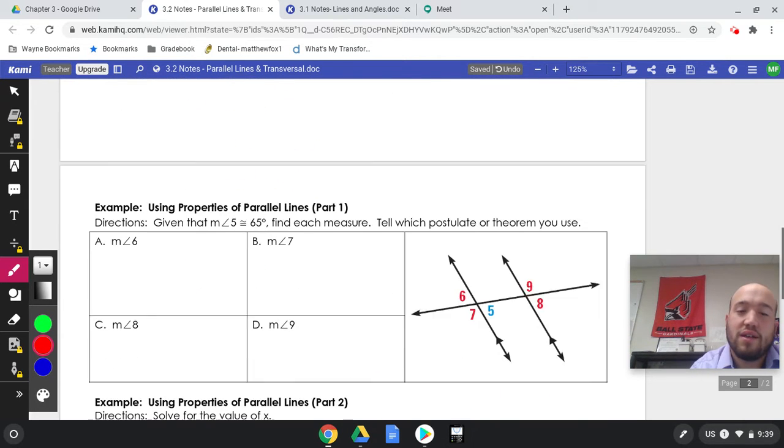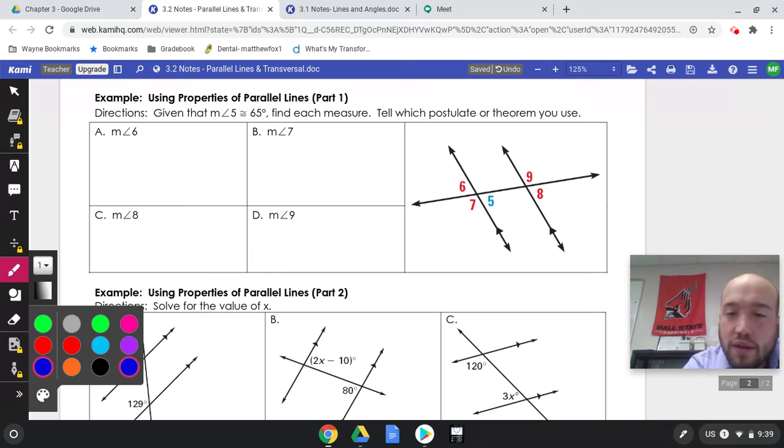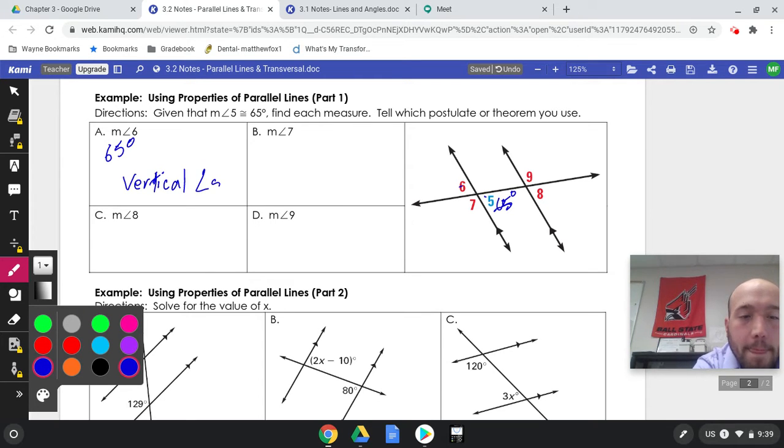So now we're going to apply this. Take a look here. We're going to fill in some information. It says, given that the measure of angle 5 is 65 degrees. So we know right here, this angle is 65 degrees. Now, it says find angle 6 and tell why we know. So angle 6, right across the x, it's also going to be 65 degrees. And the reason I know that is because they are vertical angles. Okay, so I'm going to go ahead and fill that in, 65 degrees.